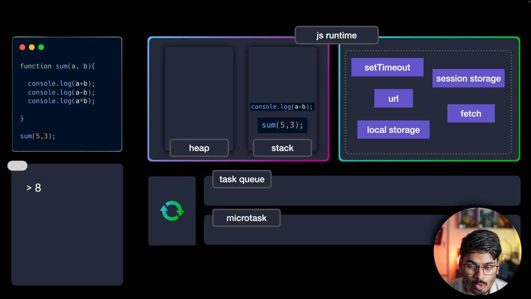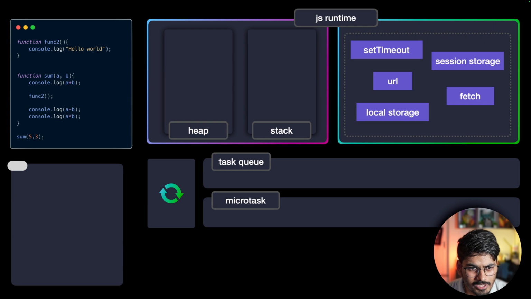Now console.log of a minus b will go. Now this will be popped out, and this will be carried out to output the value of 2. And then again a into b, which will be 5 into 3, 15. Fair enough, simple enough, easy enough, right? But what happens if we make it a little bit more complex and run two functions that are nested in each other? Let's see.